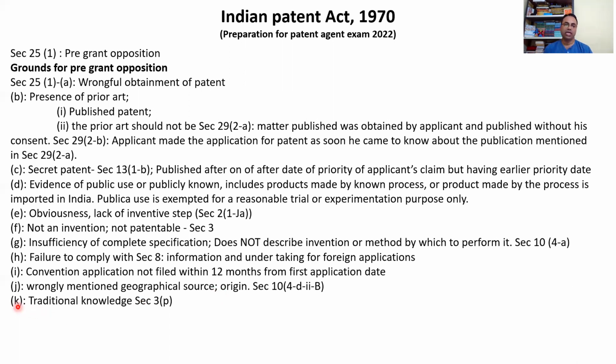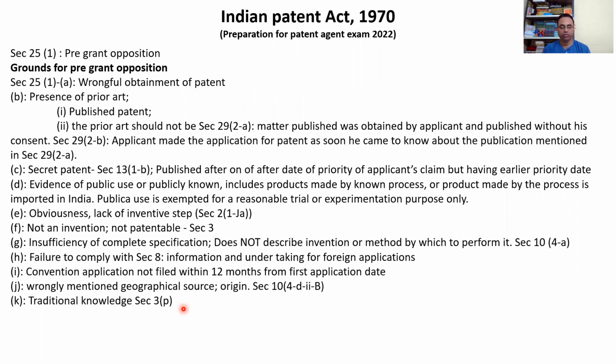And K is traditional knowledge. According to section 3(p), traditional knowledge is not patentable. So the invention, in any claim of the complete specification, is anticipated having regard to the knowledge, oral or otherwise, available within any local or indigenous community in India or elsewhere. So this traditional knowledge could be from India or from China. Okay, so those are the things.